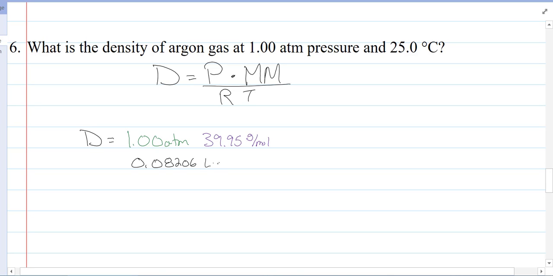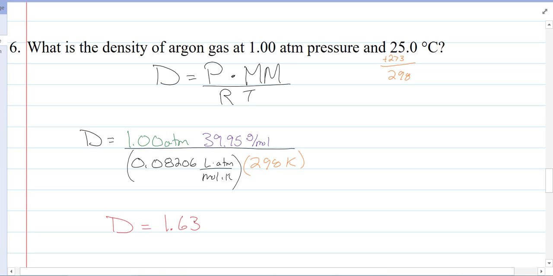0.08206 liters atmospheres per mole Kelvin. And the temperature is 25 degrees Celsius, which we have to add 273 to get 298 Kelvin. So the density of this argon gas seems to be 1.63 units. Atmospheres are gone. Moles are gone. Kelvin's gone. Grams per liter. Fantastic.